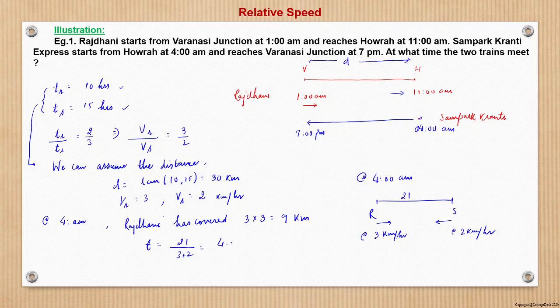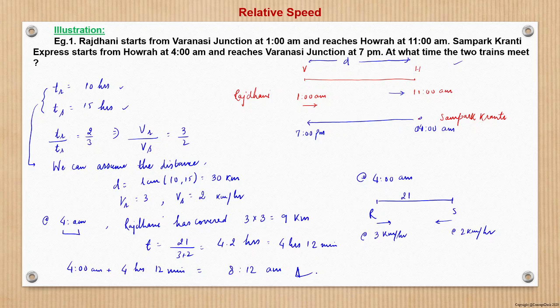That becomes 4.2 hours from 4 a.m. We can write 4.2 as 4 hours and 0.2 hours, which means 12 minutes. So 4 hours 12 minutes means 4 a.m. plus 4 hours 12 minutes, that is 8:12 a.m. They will meet in the morning. So this is the time when the two trains meet, and this is the answer.